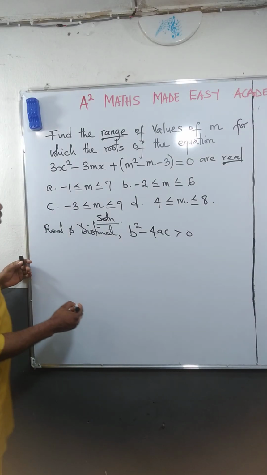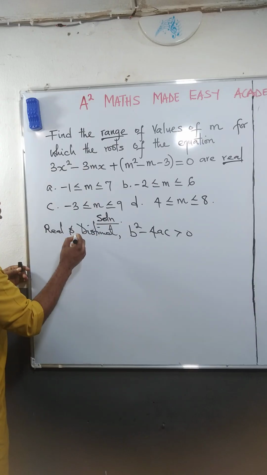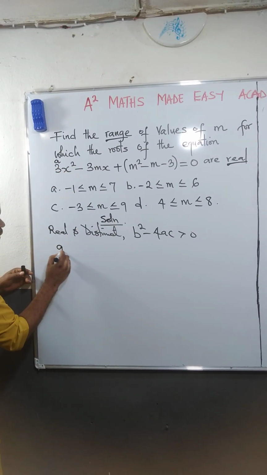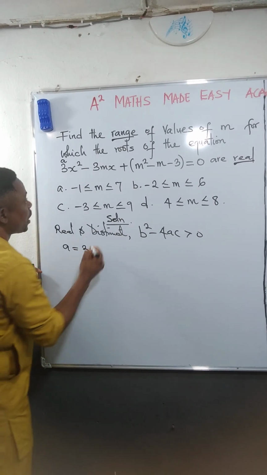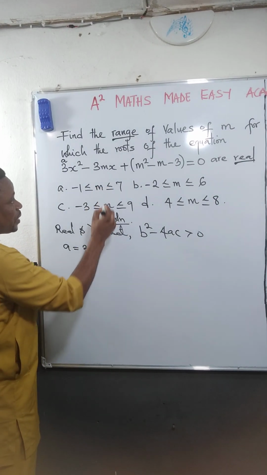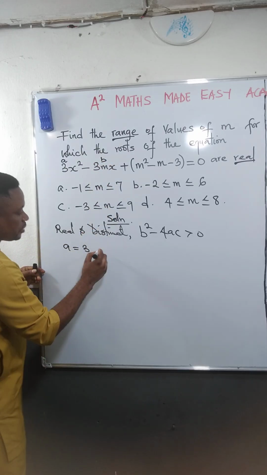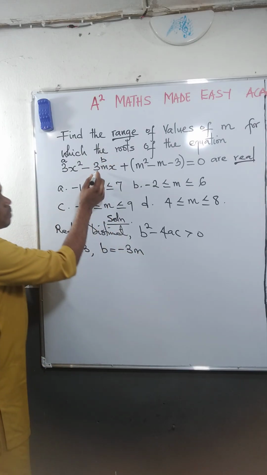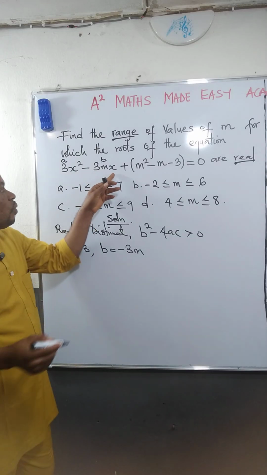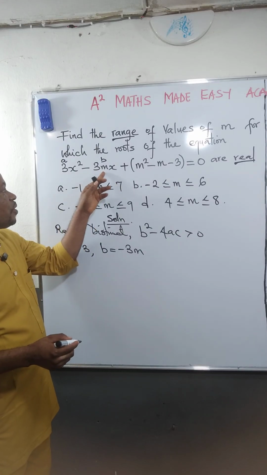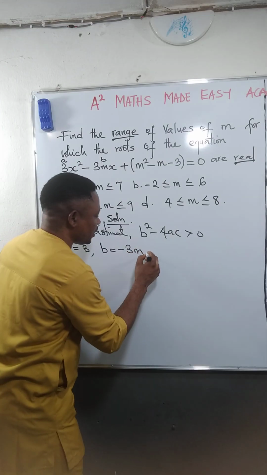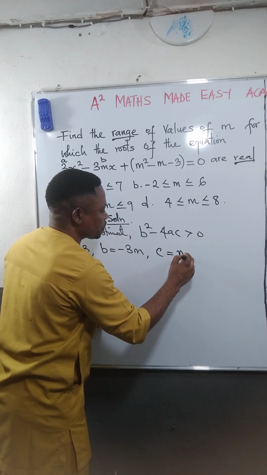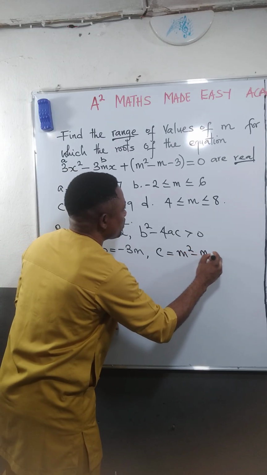Now from the equation, this is a, so the value of a is given as 3. The next one is b. The value of b is minus 3n, the coefficient of x. Then finally is c, which is the constant. The value is m squared minus n minus 3.